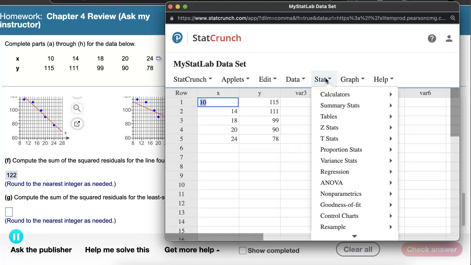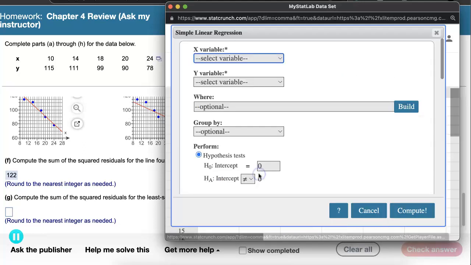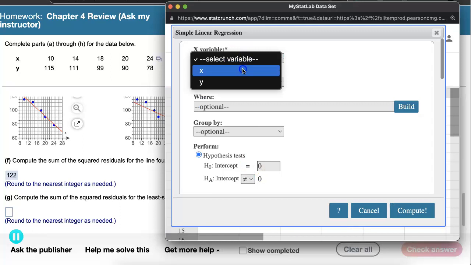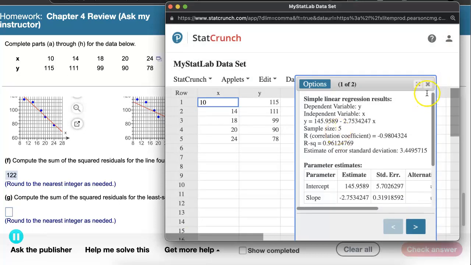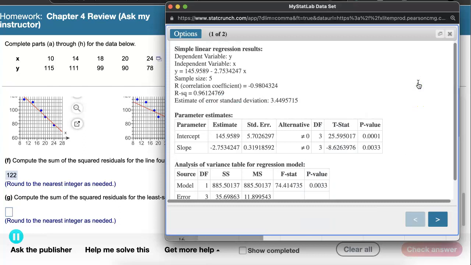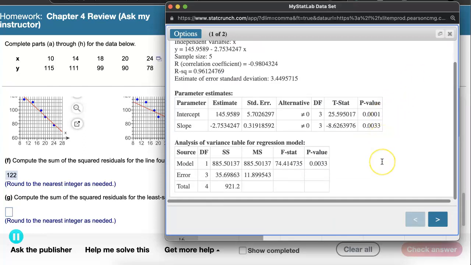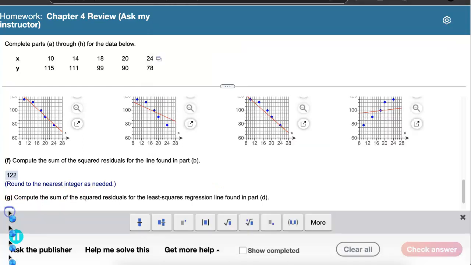I'm going to go to Stat, Regression, Simple Linear, and I'm going to run this regression again. So let's select X, Y for those corresponding variables there and compute. Remember we had this large printout of information, and actually one of these is the sum of the squared residuals. What StatCrunch calls this is the error, that's residuals, and the sum of the squares is what we're looking for, and that would be this particular value here. It says to round to the nearest integer as needed, so we'll say that is 36.